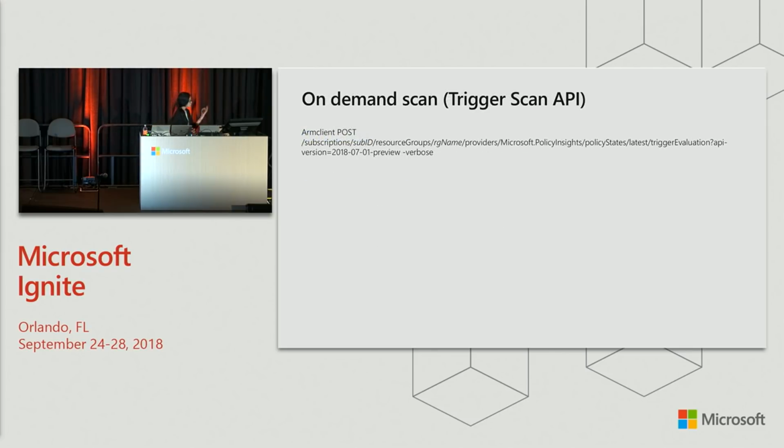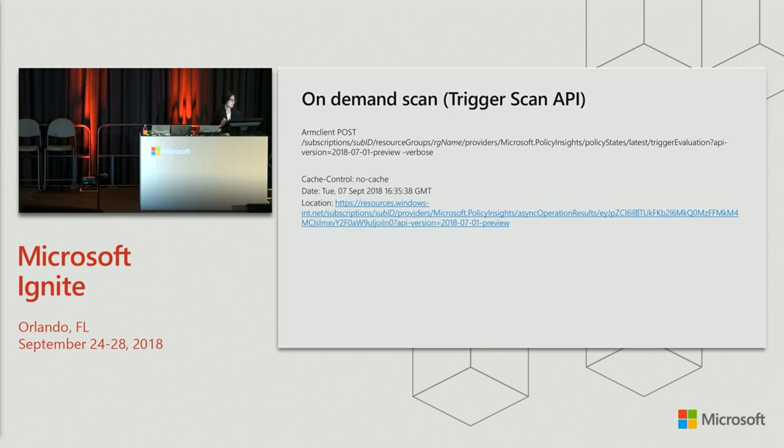And so here's how you call the trigger scan API. We do throttle you, so don't go crazy on it. You can only call it 10 times an hour. But here's the POST call that you would do to trigger it for a given scope. In this example, I'm calling it for a resource group. When you make this call, this is what it will return.